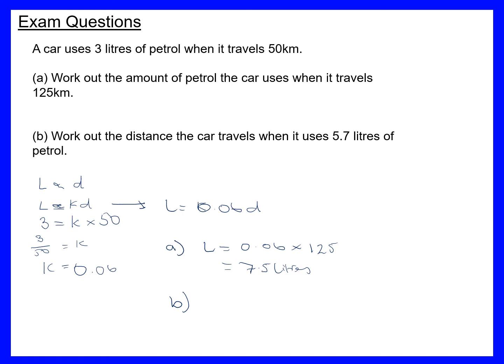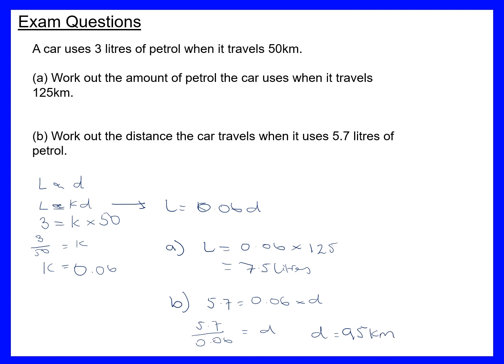We're asked to work out the distance the car travels when it uses 5.7 litres. So our 5.7 litres is equal to 0.06 times our distance. We want to know the distance, so we're going to divide both sides by 0.06 to get our distance. And so our distance is 5.7 divided by 0.06, which is 95. And our units for distance this time, we're travelling in kilometres.